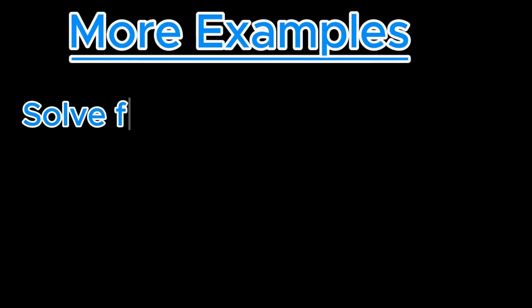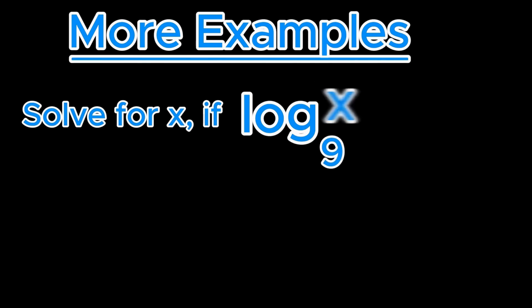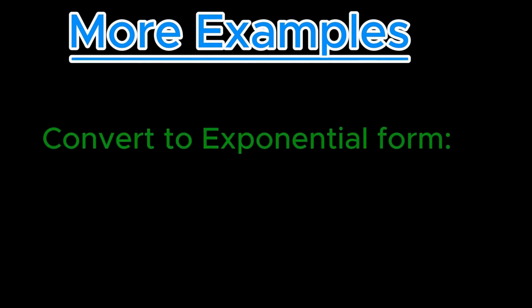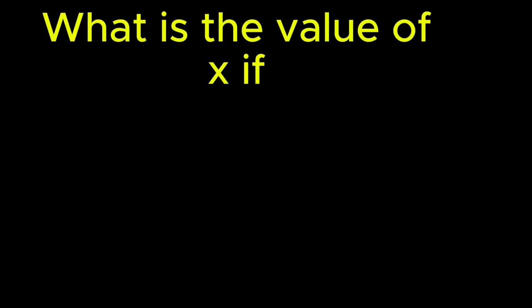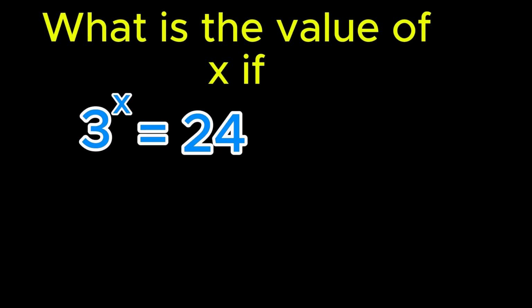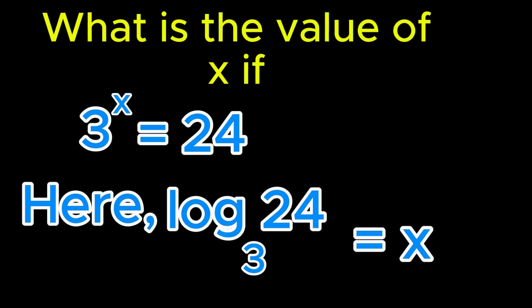Solve for x if log base 9 of x equals 2. We first write this in exponential form as 9 squared equals x. That means x equals 81. Next, what is x if 3 to the power of x equals 24? We first convert this to logarithmic form: log base 3 of 24 equals x.